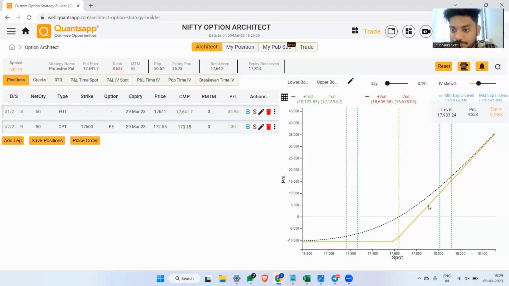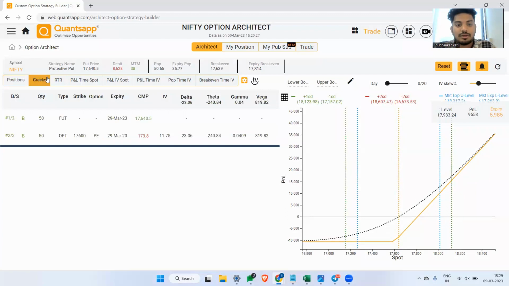Because let's say if the market goes, so expiry break even is 17,814. So even by this expiry, if the market goes to 7,814, then I'm still okay with that, right? I'm still not losing anything, right? So that is the way you can look at it.